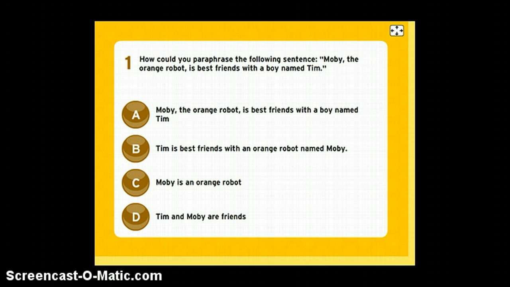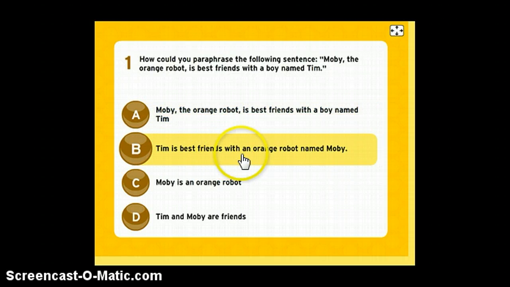Okay, how could you paraphrase the following sentence? Moby, the orange robot, is best friends with a boy named Tim. Well, from what we know about paraphrasing, we know it's the same information, but in different words. So let's look at our options. Okay, A is Moby, the orange robot, is best friends with the boy named Tim. Well, that's the same information. That's the same everything. So that one's not going to be the best option. It's not the best option because the words are the same. They are copying it word for word. That's straight up plagiarism. So we don't want to do that.